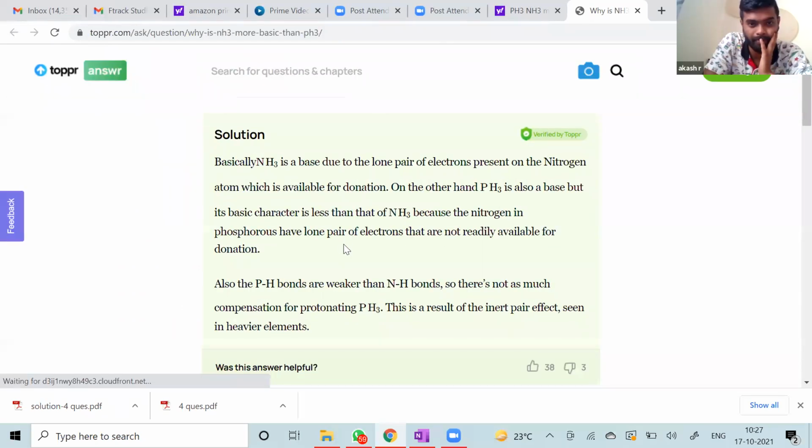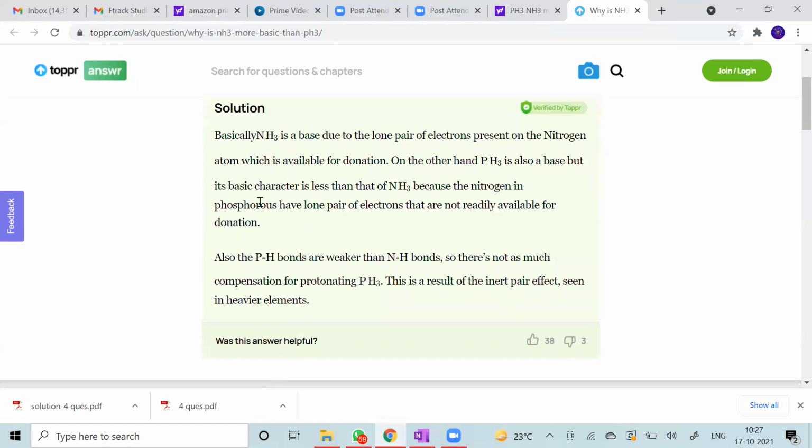Basically, sir, ammonia forms a covalent bond. Basic character: the lone pair is not readily available for donation. And also the P-H bonds are weaker, so there's not much compensation for protonating. Yes, so the catenation tendency in N is lower than in P, sir.